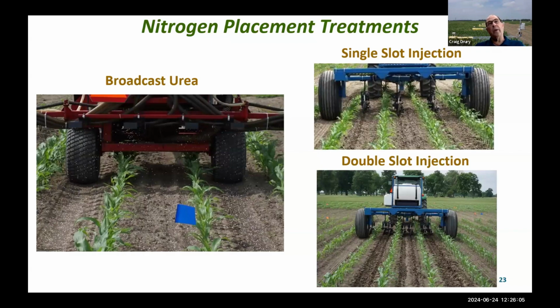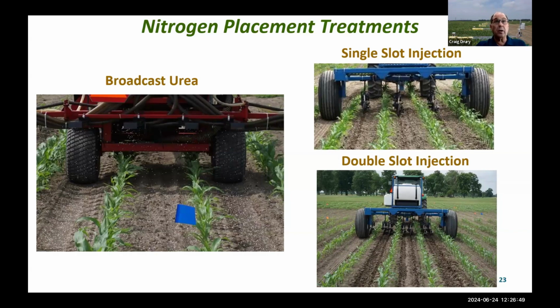We then said, okay, we know that injection works, but are there different ways to inject to improve it even further? So in this third study that we conducted, we compared broadcast urea on the left to either a single slot injection, so just putting it in one slot between the two rows of corn, or in the bottom right, the double slot. Here we're adding the same amount of nitrogen, but we're putting it into two different slots. And why do we do this? Well, the way the losses go, they're a function of how the chemistry is associated with the urea hydrolysis in particular.